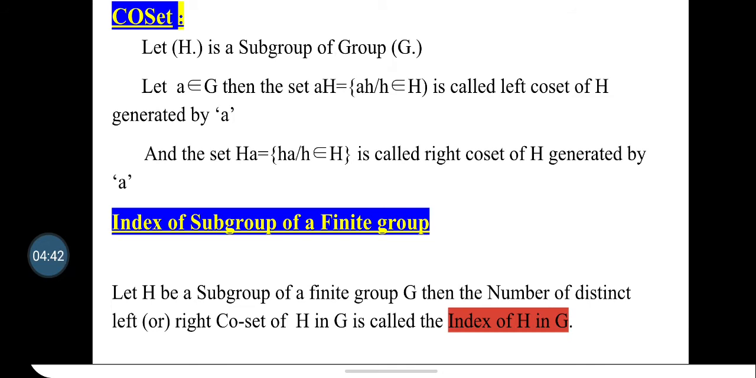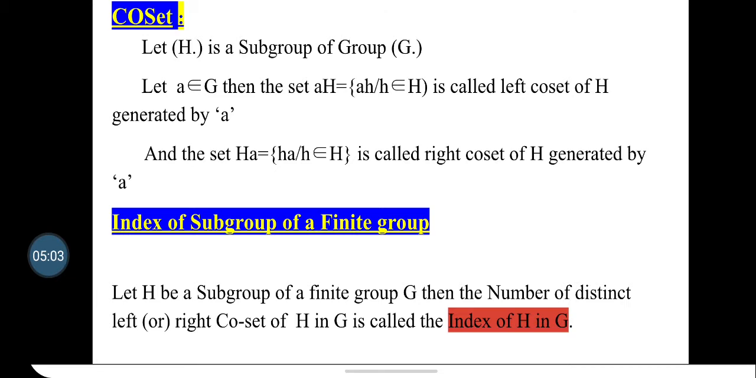And the next important definitions are coset and index. So first we will see what is meant by coset. Here, let H be a subgroup of group G. So here we are considering one subgroup. Let a belong to G, a is any element in the group G.